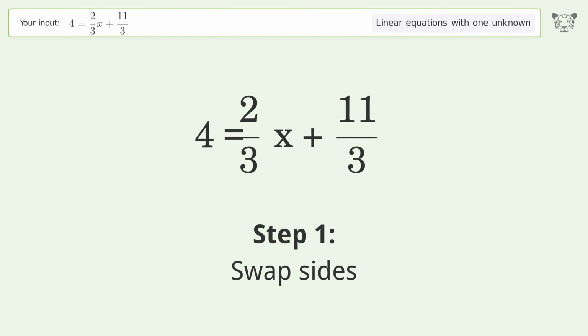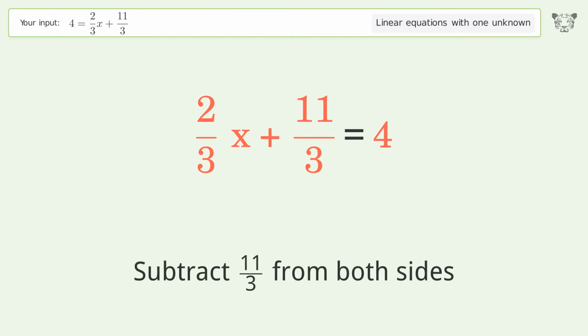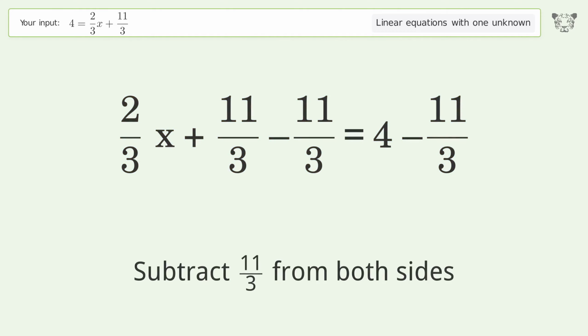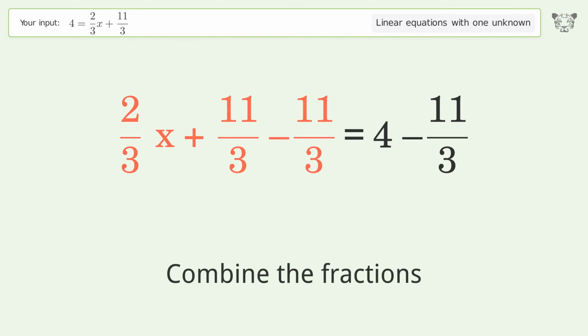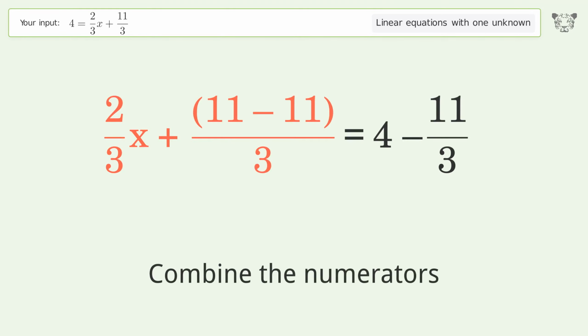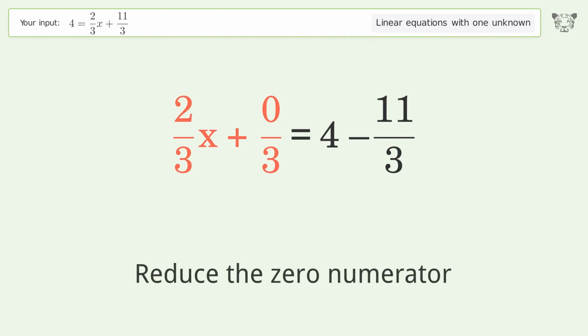Swap sides. Group all constants on the right side of the equation. Subtract 11 over 3 from both sides. Combine the fractions. Combine the numerators. Reduce the zero numerator.